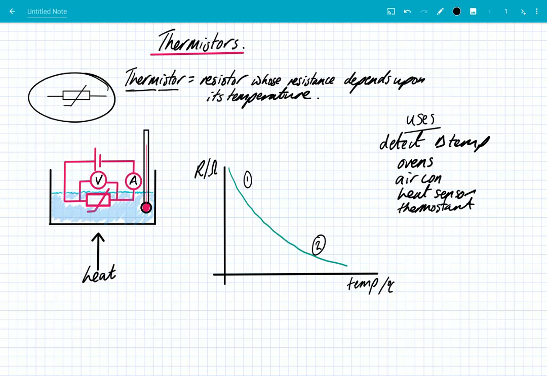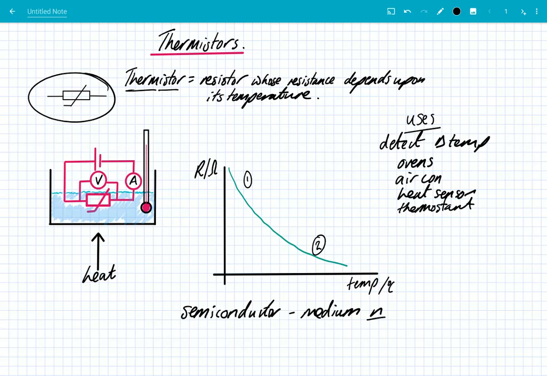Thermistors are not made out of metal. They're actually made out of material called a semiconductor. And semiconductor means that they've got a medium number density of free electrons. And we use the letter N to represent that. So N is the number density of free electrons. Insulators have a low number density. Conductors such as metals have a high number density.